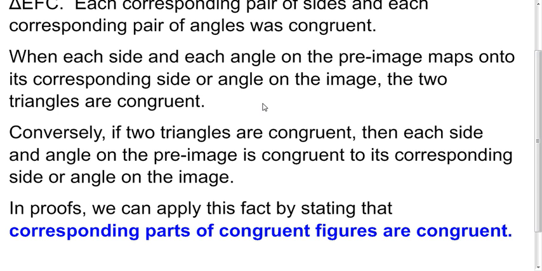And when we use this property in proofs, we say this statement in blue. We say corresponding parts of congruent figures are congruent.